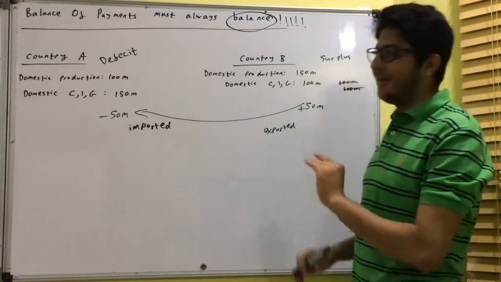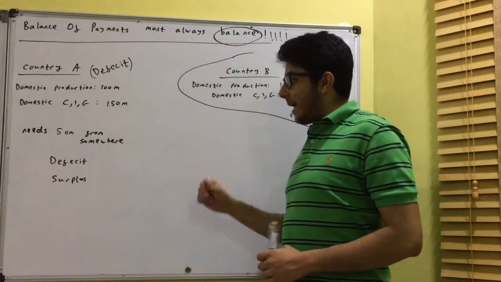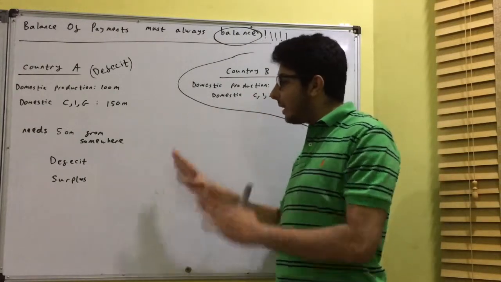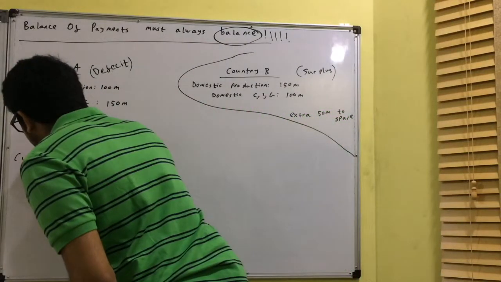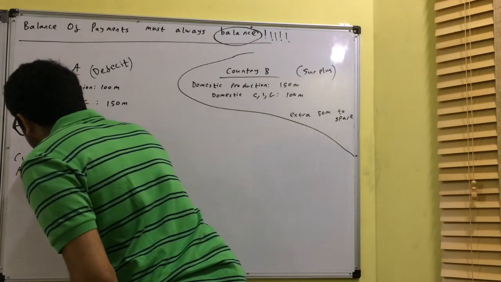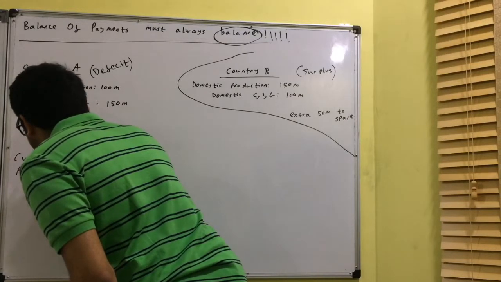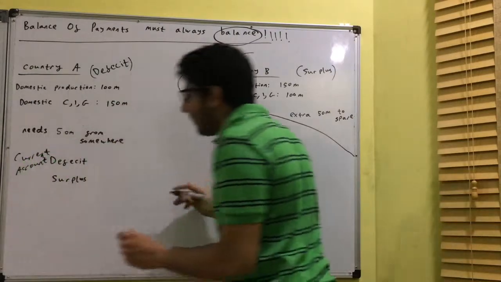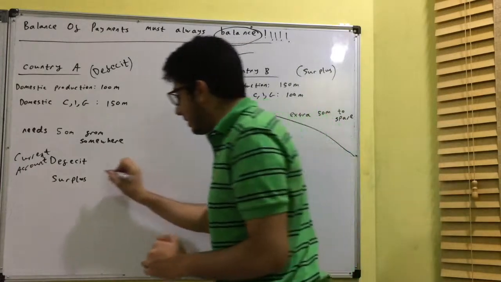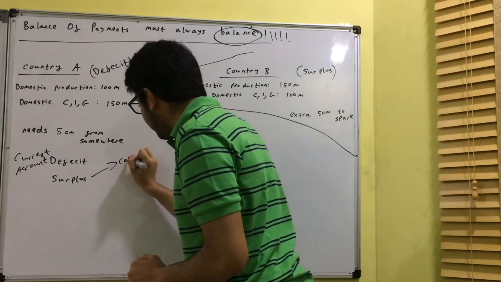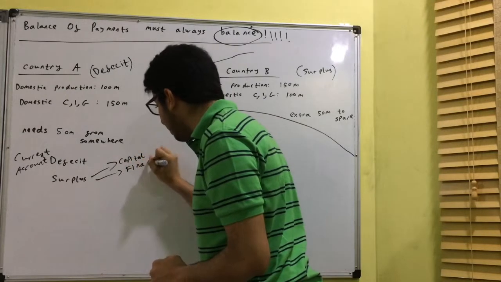Stay with me now. Let's break it down further. Okay, so country A needs that 50 million from somewhere. It has a current account deficit. And because the balance of payments must always balance, there must be a surplus somewhere else in the balance of payments. So this is going to be either the capital account or the financial account, or both.